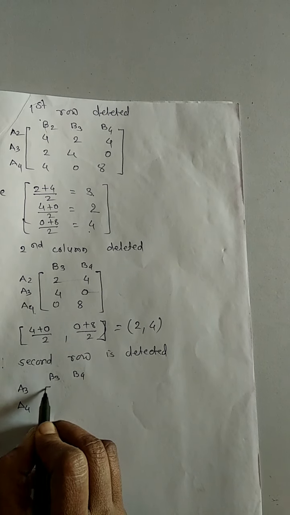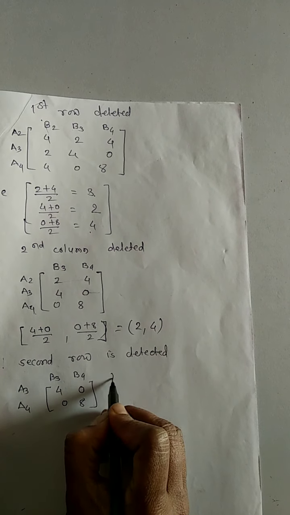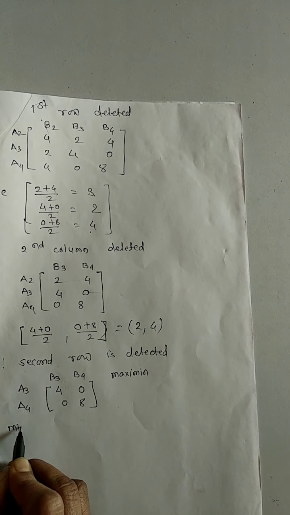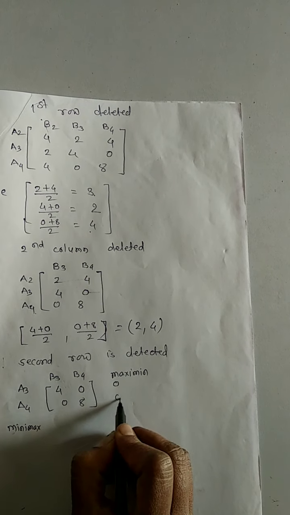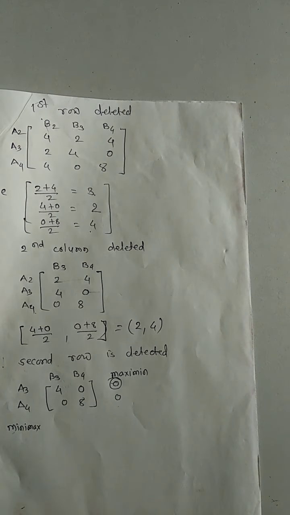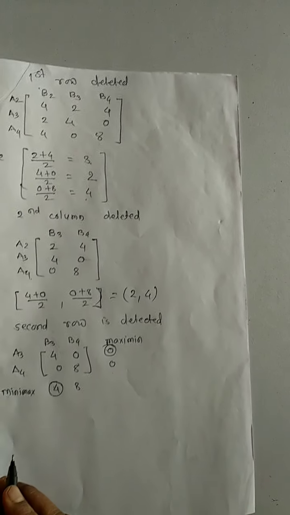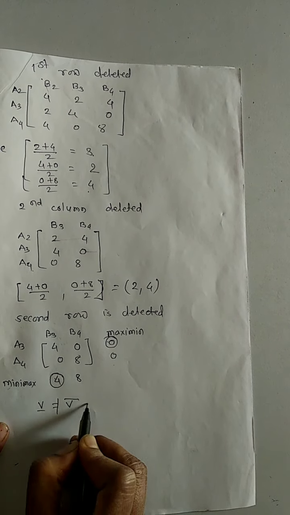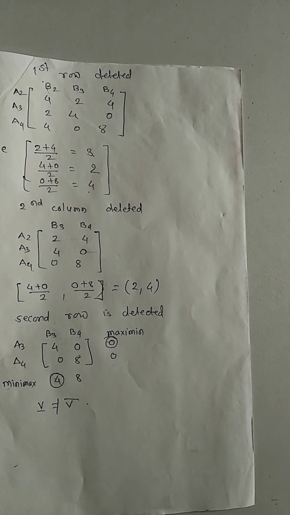B4, that is equal to 4 0 0 8. Then find maximin and minimax. Here maximin is 0, 0, that is 0, and here 4, 8, and that is 4. Maximin is not equal to minimax. Therefore, the given payoff matrix is without a saddle point.